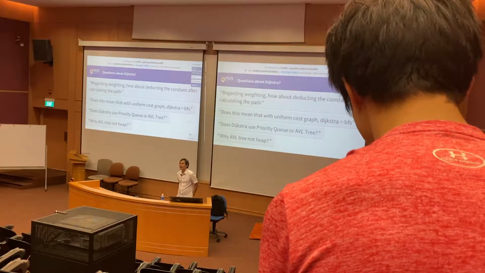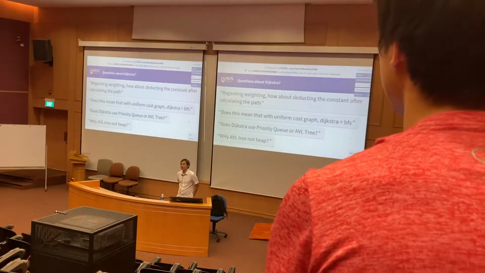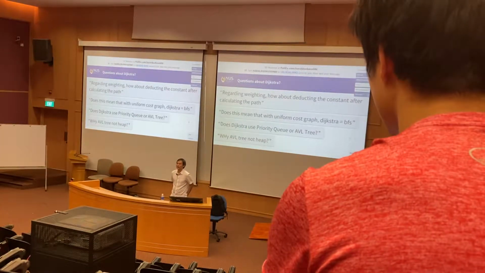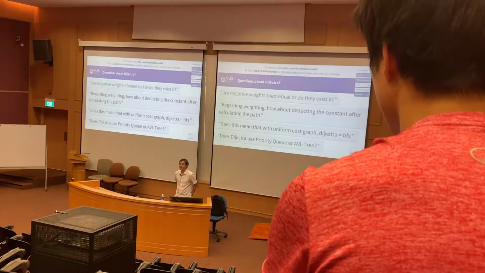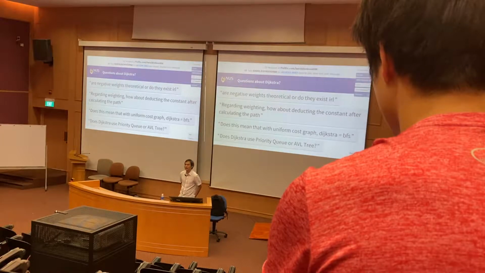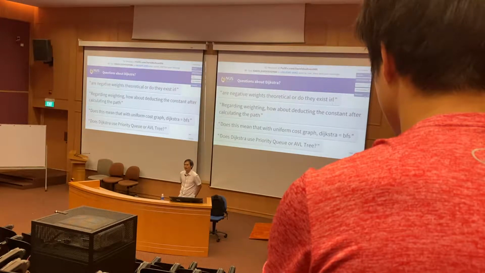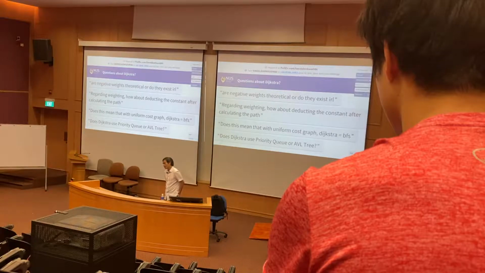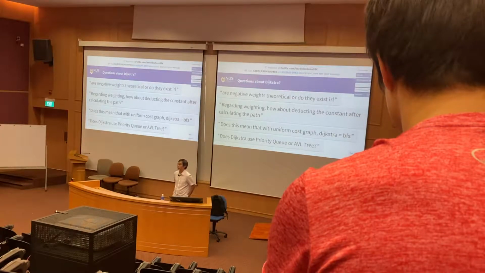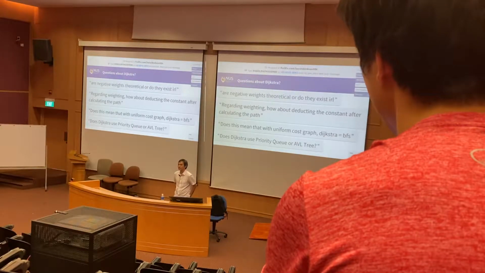With uniform graph cost, that's right, it's equal to BFS. That's actually right. So if you use a queue, okay. Regarding weighting, how about deducting the constant after calculating the path? That won't be correct, because that still won't work. You can work that out.